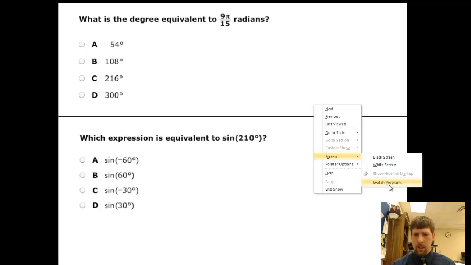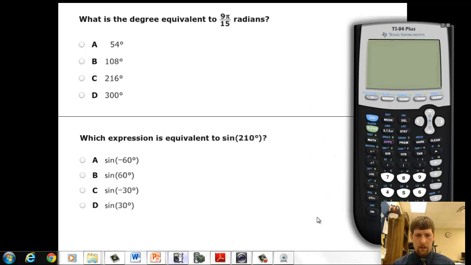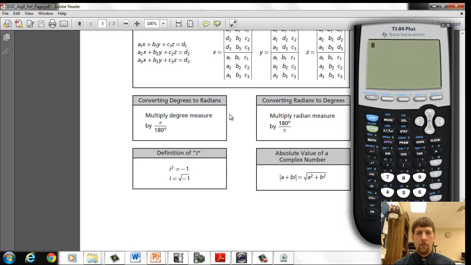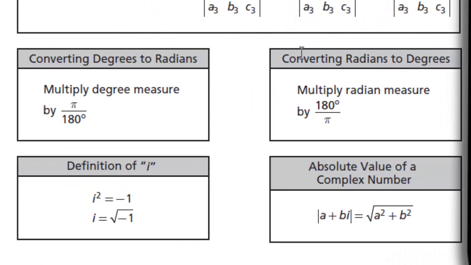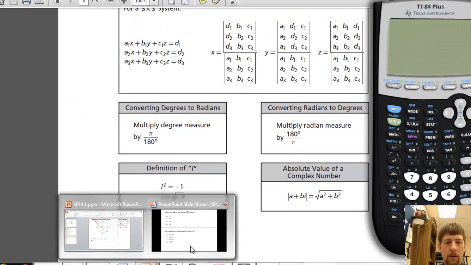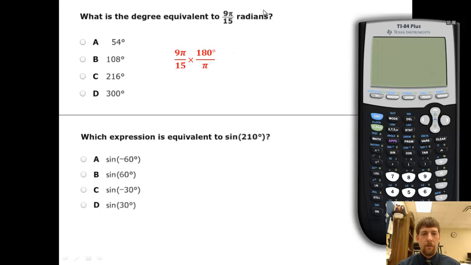So let's go ahead and grab our calculator. What is the degree equivalent to 9 pi over 15 radians? Well, when I see this radians, this degree equivalent, this radians type stuff, go to the reference page. When you see a lot of this trig type stuff, if you'll go to the reference page, we can see on the third page converting radians into degrees. So it said 9 pi over 15 radians, turn it into degrees, so it tells me right here, multiply the radian measure by 180 degrees over pi. So if we look at it, 9 pi over 15, that's the radian measure, times 180 degrees over pi.